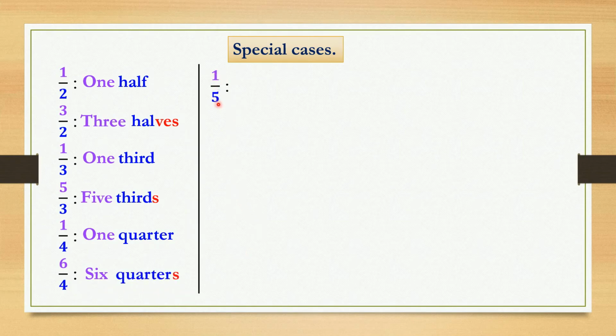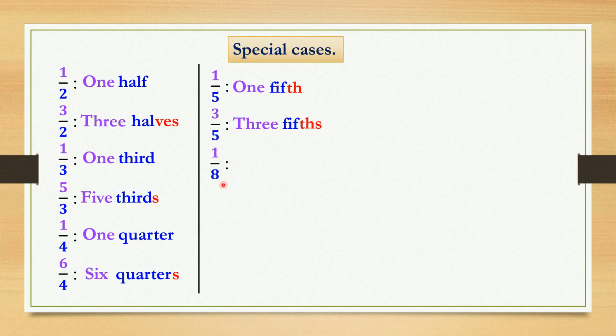If the denominator is 5, we write fifth, and the fraction is one fifth. We don't write fiveth, no, it's wrong. 3 over 5, we read it three fifths. We add th, s.